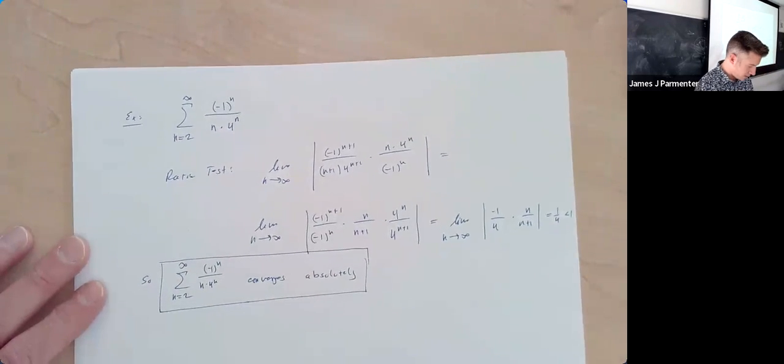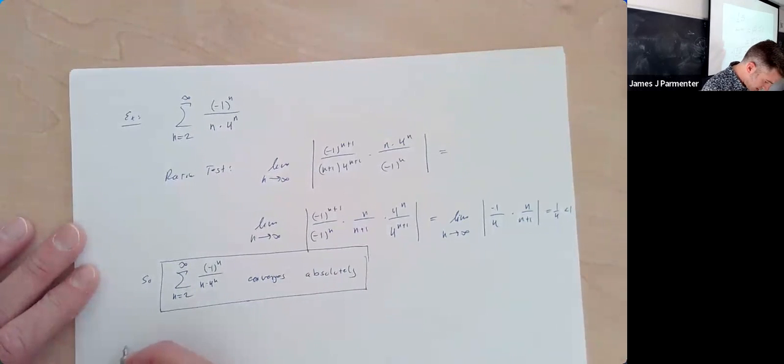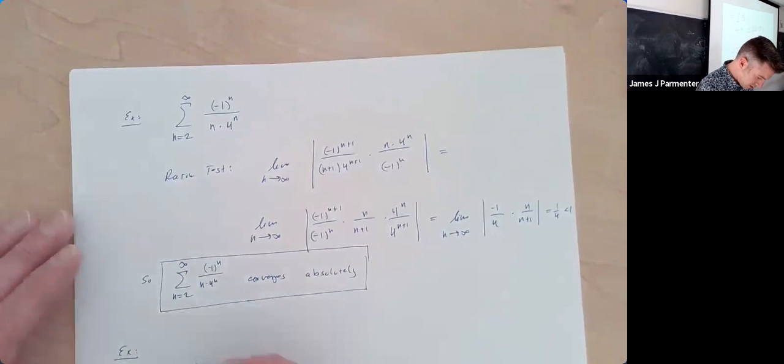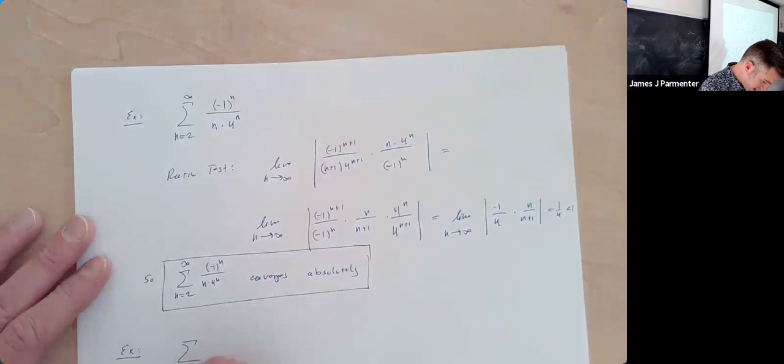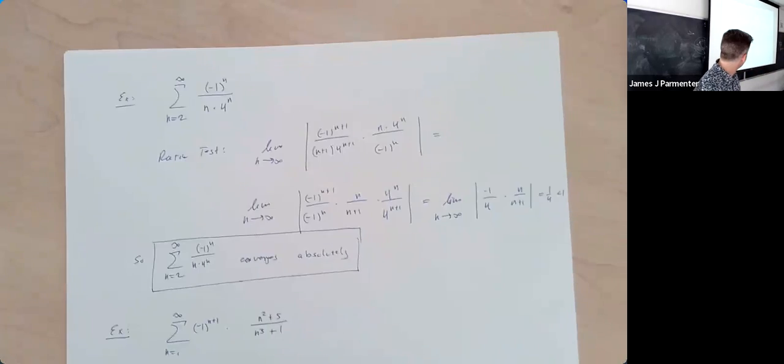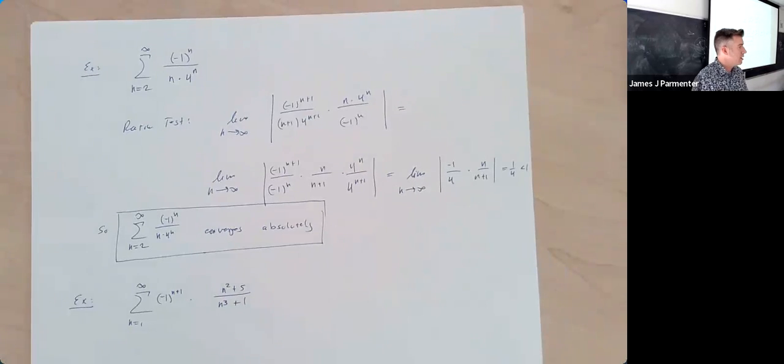So let's actually look at something other than that. On the other hand, if I had, say, oh yeah, we can do that. The sum from n equals 1 to infinity of negative 1 to the n plus 1 times n squared plus 5 over n cubed plus 1.